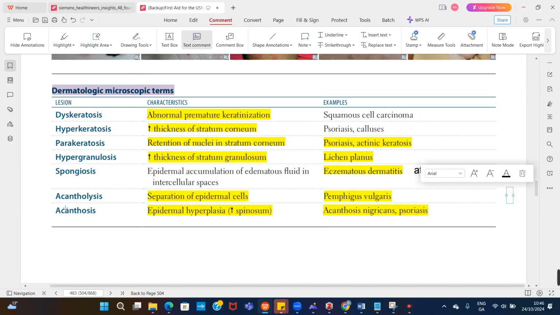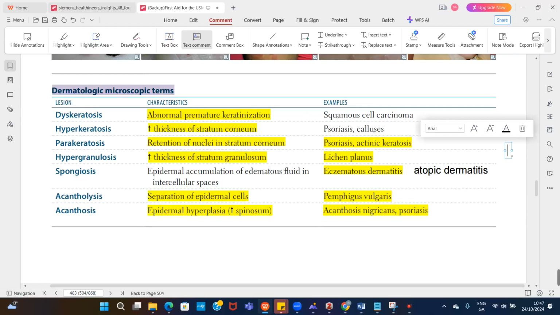The next is acantholysis. So when we say lysis, that means separation. So when you have separation of the epidermal cells, pemphigus vulgaris. Anybody remembers what we discussed about pemphigus vulgaris? I said it is due to a problem within one of the junctions. Anybody remembers? I don't really expect us to know it now, but I just want to know if we have people actually. Desmosomes. Fantastic.